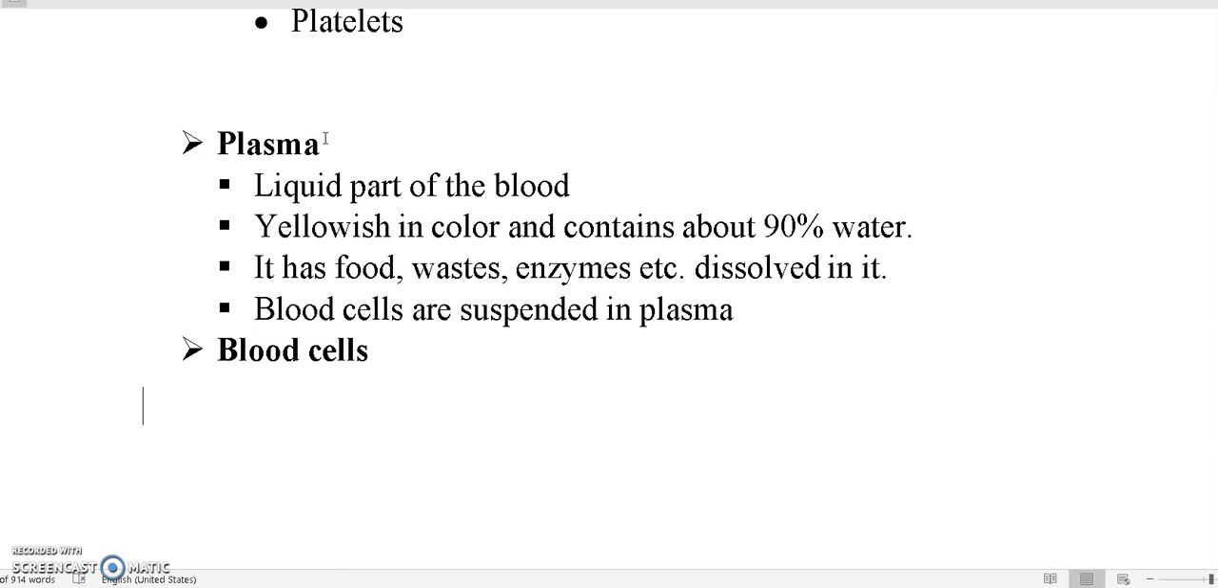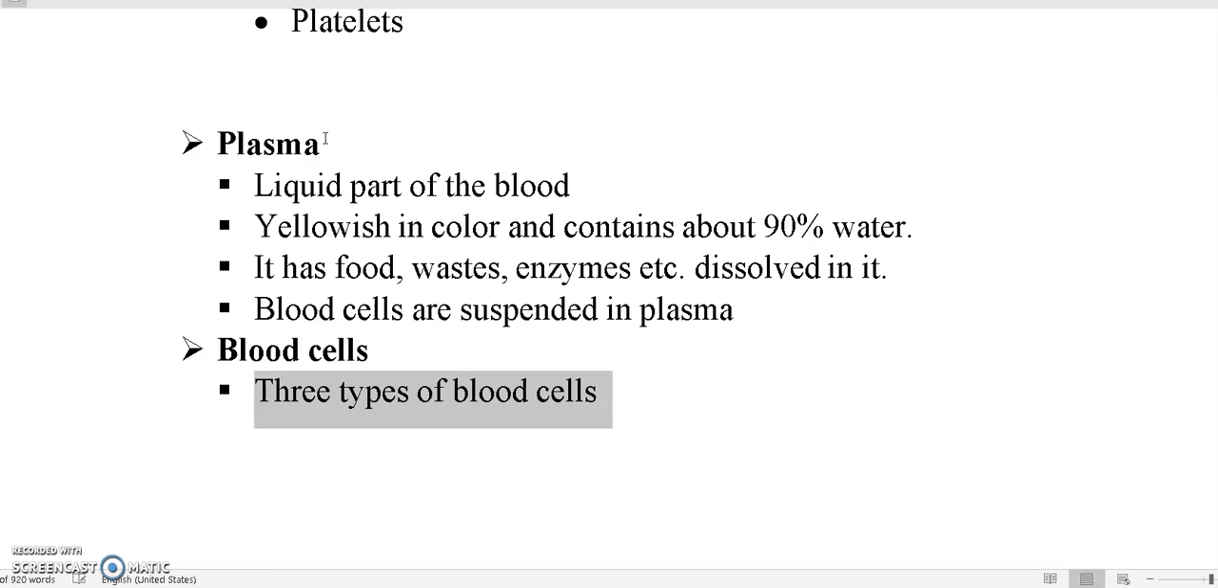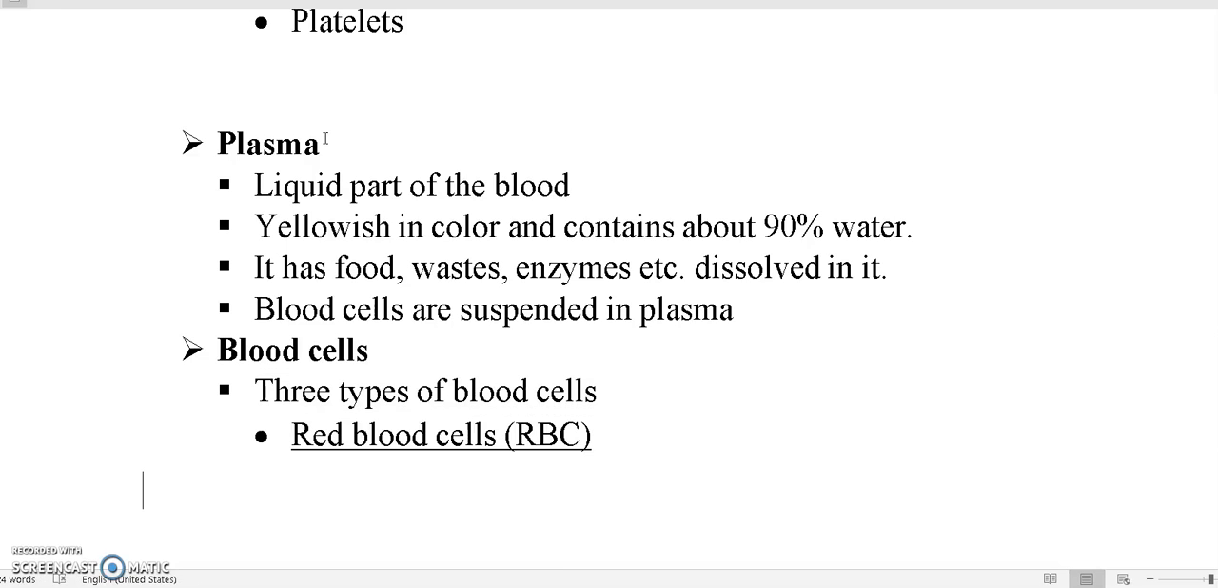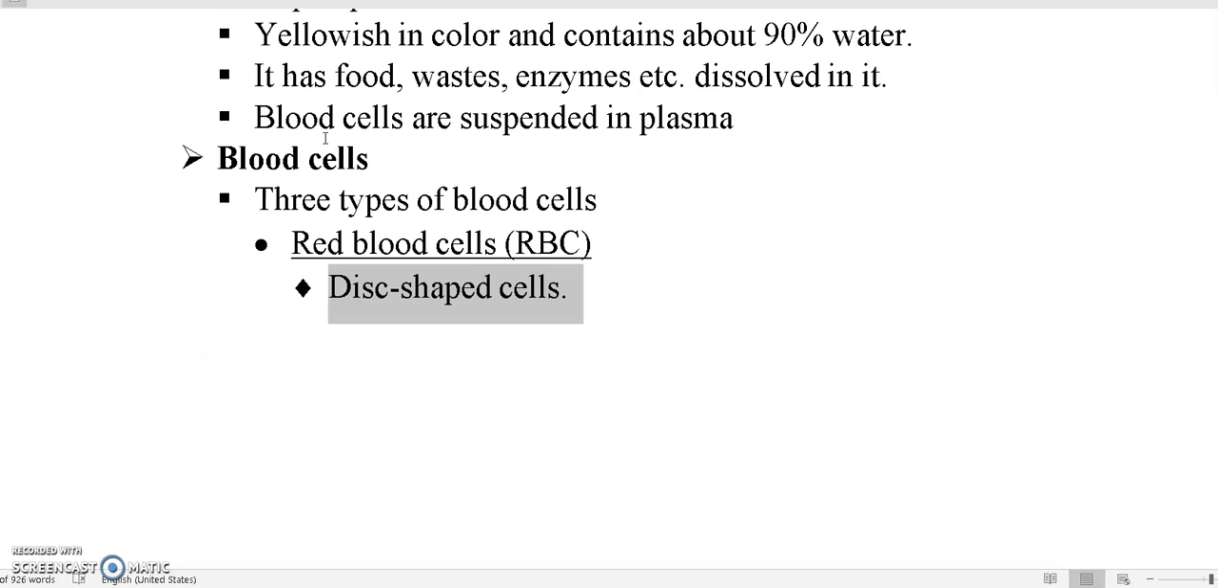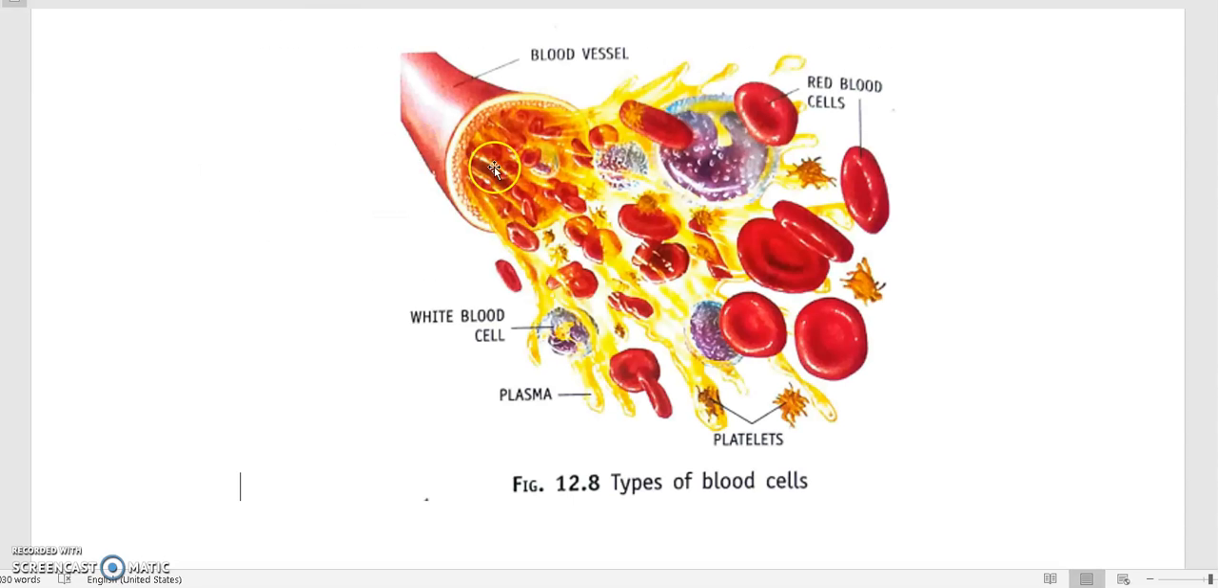Now let's start talking about blood cells. As I said, there are three types of cells. First is red blood cells. If we talk about RBCs, the shape of RBC is disc shaped. Let me show you. This is your blood vessel. Inside this yellow fluid, which is plasma, look at these red color disc shaped cells. All these red color disc shaped cells are red blood cells. So they are RBCs.